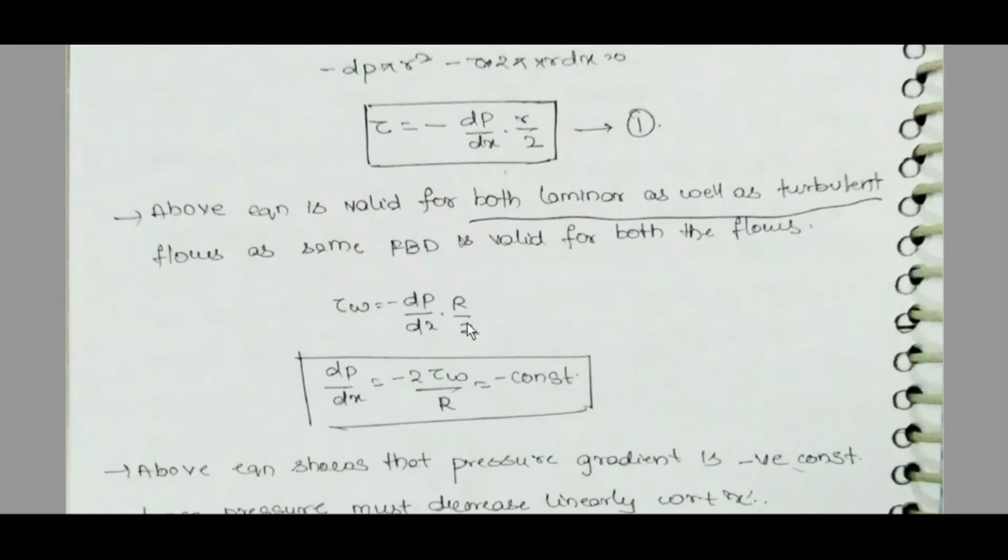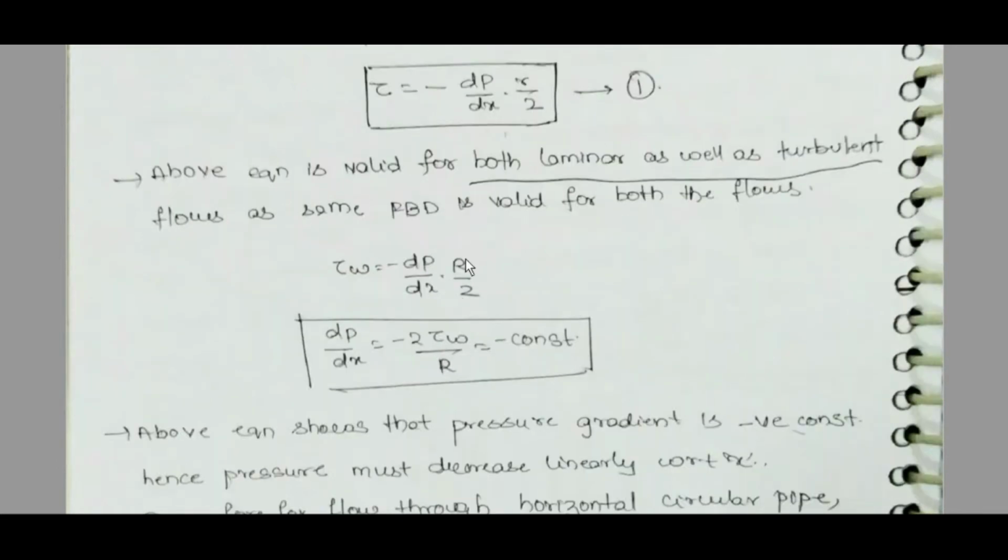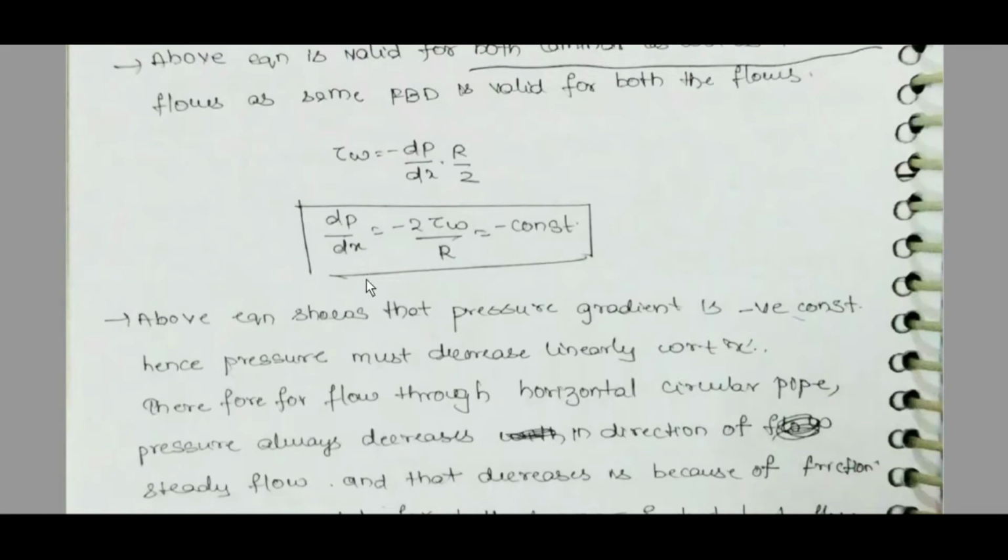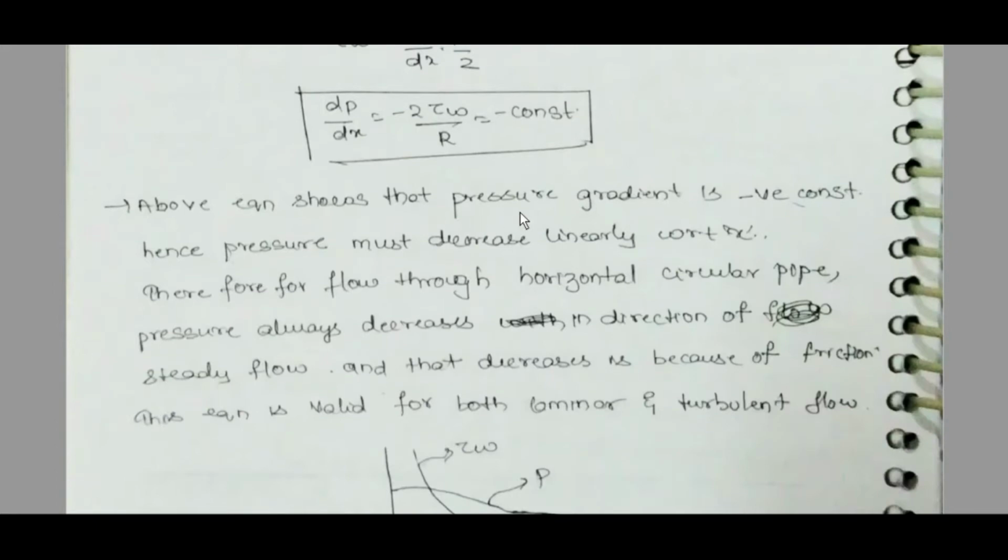Tau W = minus dou p by dou x times capital R by 2. So dp by dx = minus 2 tau W by R = minus constant. The above equation shows that the pressure gradient is a negative constant, hence pressure must decrease linearly with respect to x.